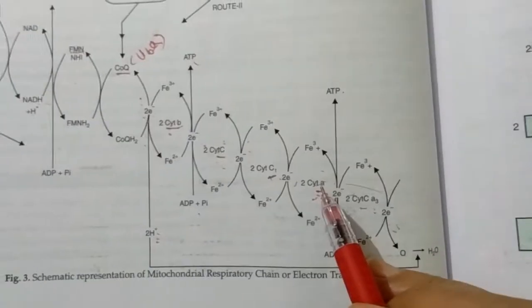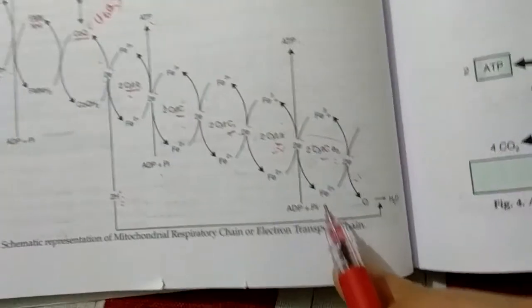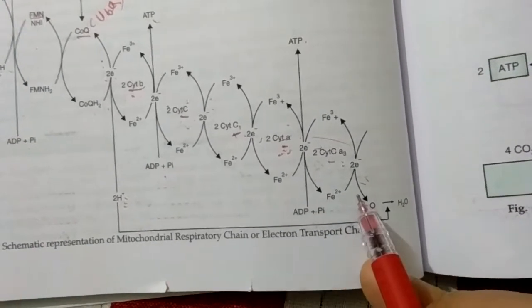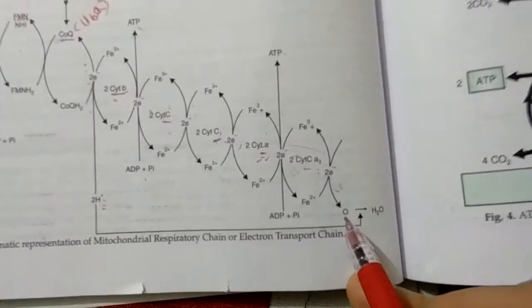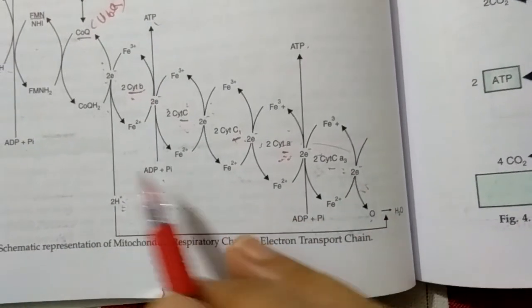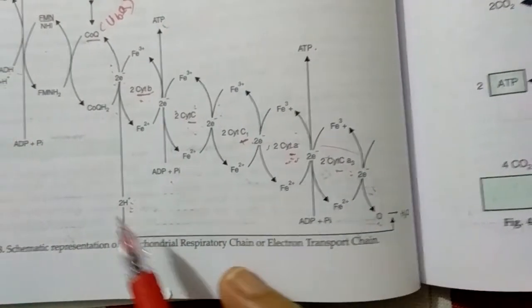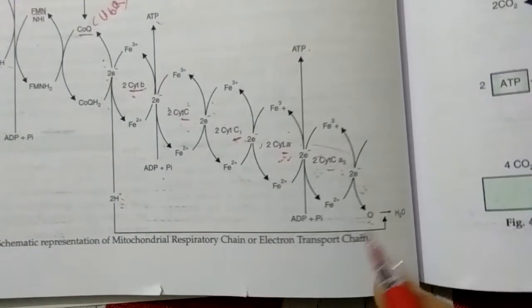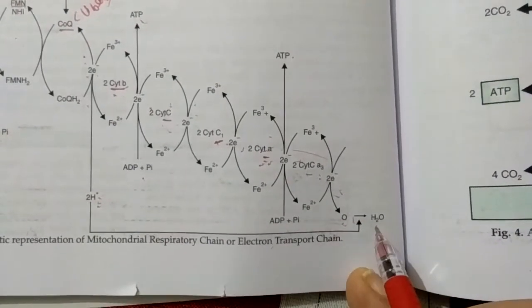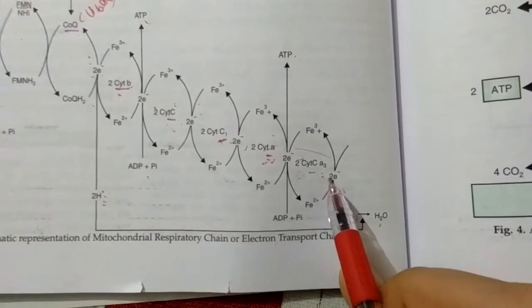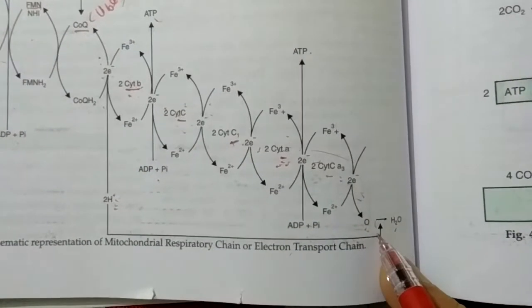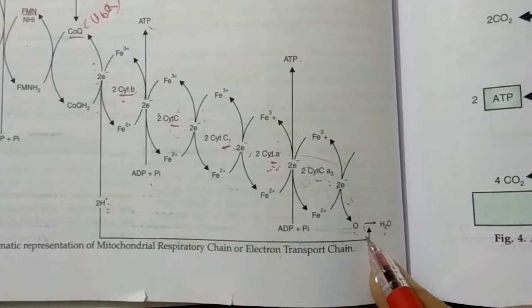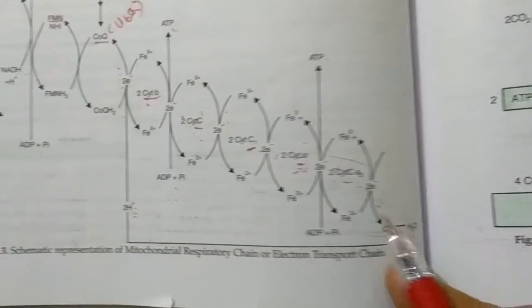So this is what is going on, and ultimately this electron is received by the oxygen atom, and oxygen also receives the hydrogen which was released here in the matrix, so that the formation of water takes place. 2 electrons from here and 2 protons from here. So formation of water has also taken place. This way the process of respiration has completed.